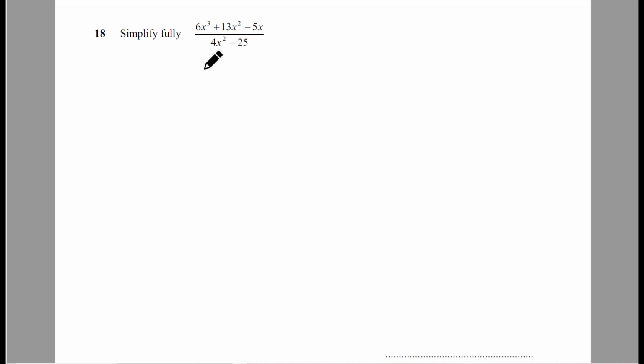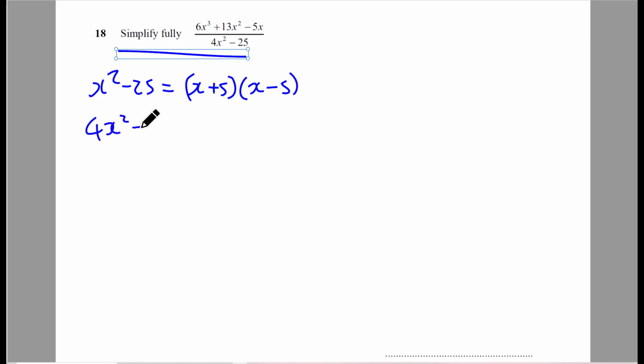Question 18. Okay, question 18 is algebraic fractions. People always seem to get caught out by this, but when we have x squared minus 25, to factorise that, that's the difference of two squares. That's x plus 5 and x minus 5, right? So if we get this, you can quite easily see this will be the answer, because 2x times 2x gives you the 4x squared. So that's that bottom half done.